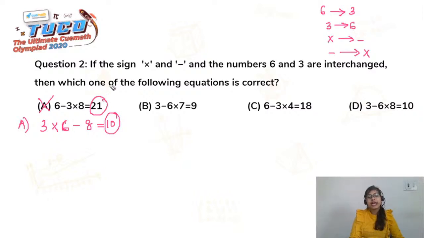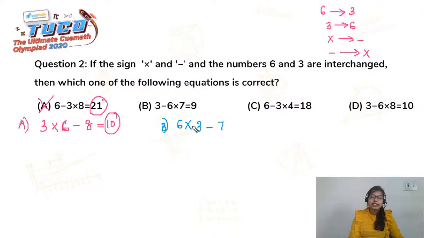The question says that after you do all of these interchanges, are you still ending up getting the same result that's given to you in the options? If so, you are right. If not, then that option is incorrect. It doesn't satisfy. Coming to option number B, 3 minus 6. So 3 could be replaced with 6, minus with times. 6 could be replaced by 3, times with minus. 7 is as it is.